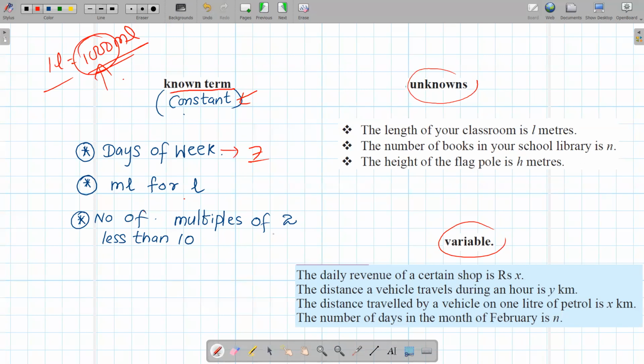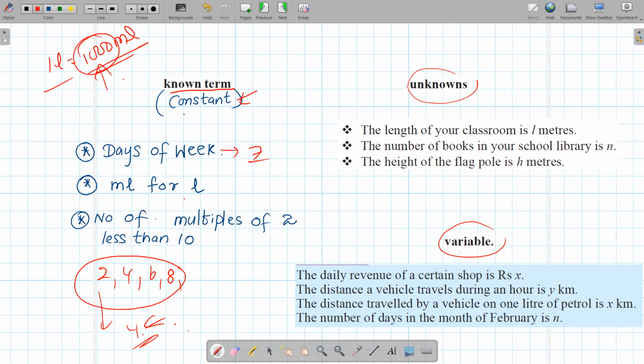Number of multiples of 2 less than 10. How many multiples are less than 10? 2, 4, 6, 8. So these are the multiples. How many multiples? It is 4. This value does not change at any time. The number of multiples of 2 less than 10 is 4.